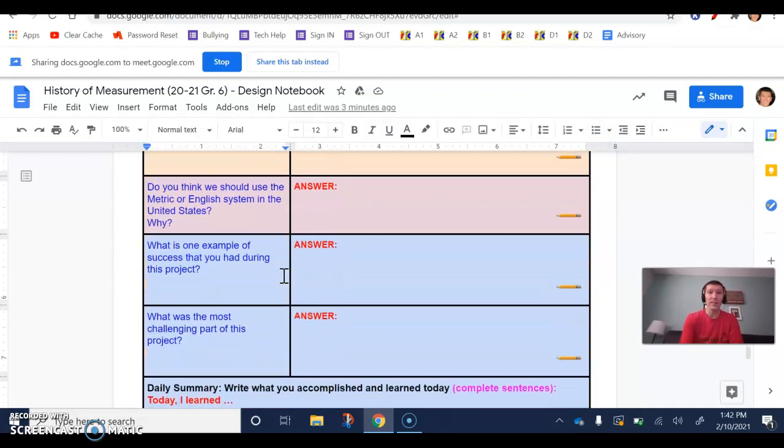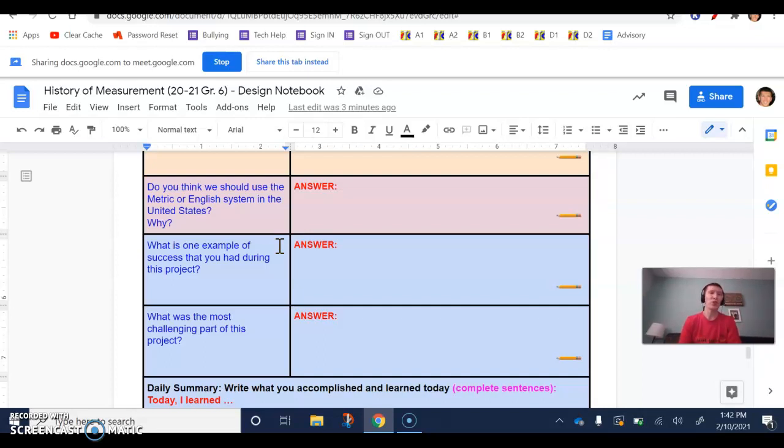A few more questions. Do you think we should use the metric, or do you think we should use the English system in the United States? So the United States is one of the only countries to use the English system. Pretty much the whole world uses the metric system of measuring of centimeters, meters, kilometers, rather than using feet, inches, pounds. So which one do you think we should use and why?